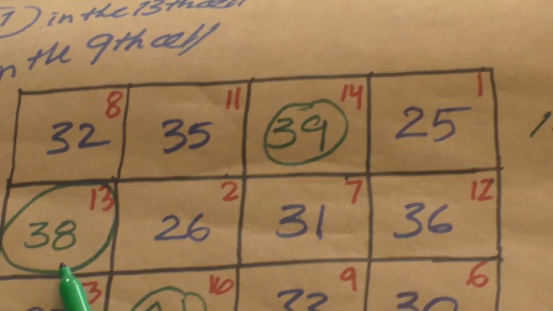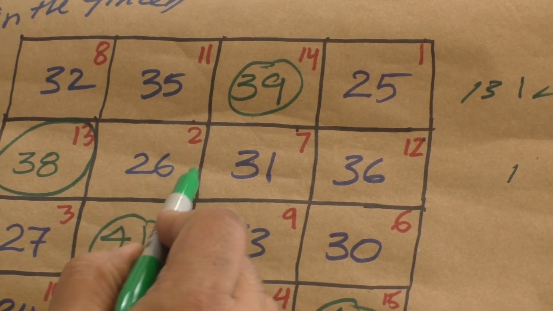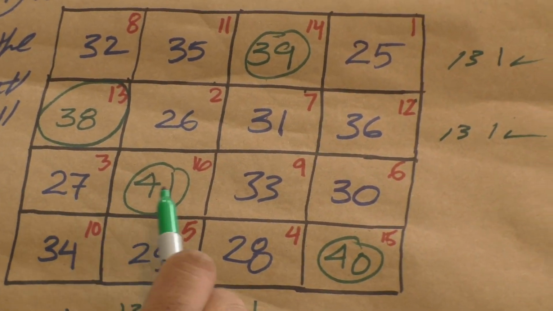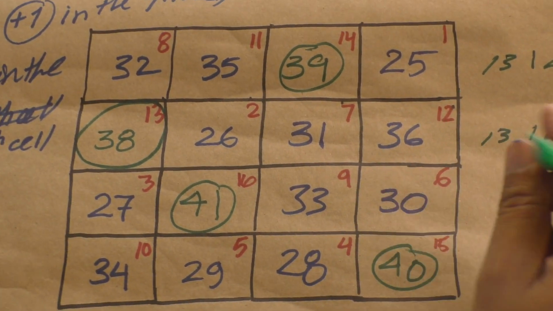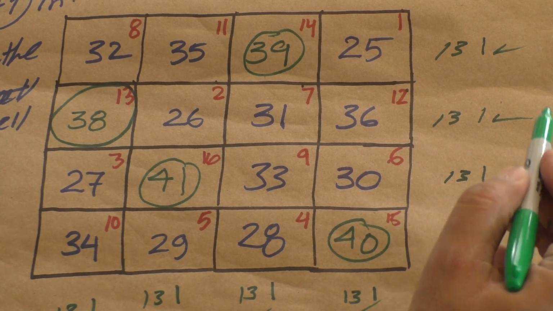Check. 8 and 6 is 14. 14 plus 1 is 15. 15 plus 6 is 21. Carry the 2. 5, 7, 10, 13. That checks as well. 7 plus 1 is 8. 8 and 3 is 11. Put down a 1. Carry a 1. That 2 becomes a 3. 7, 10, 3, 13. That's also 131.